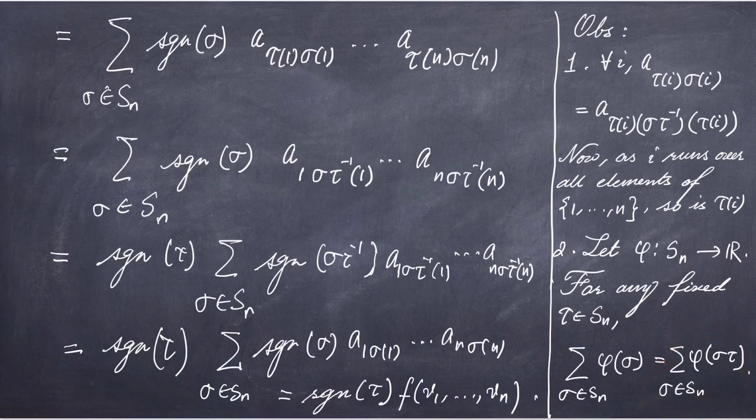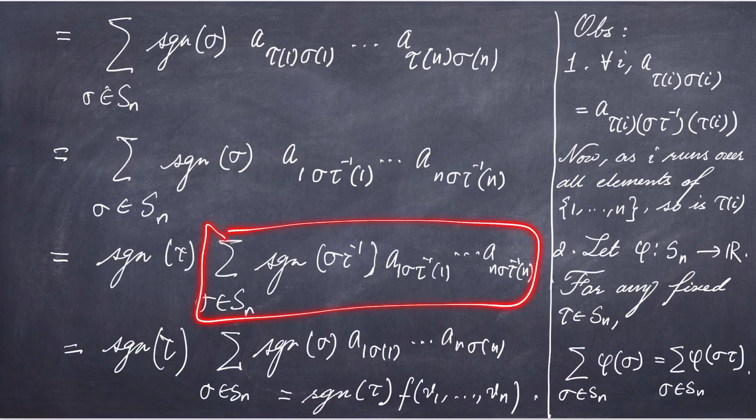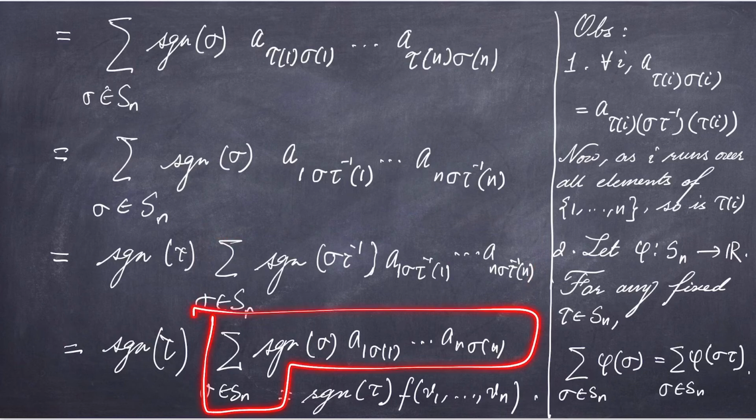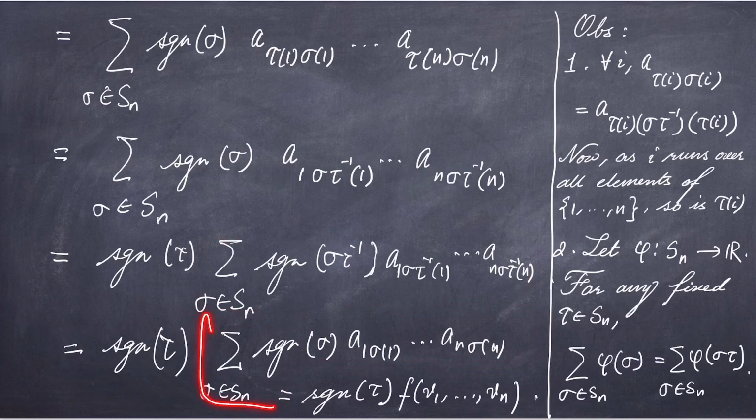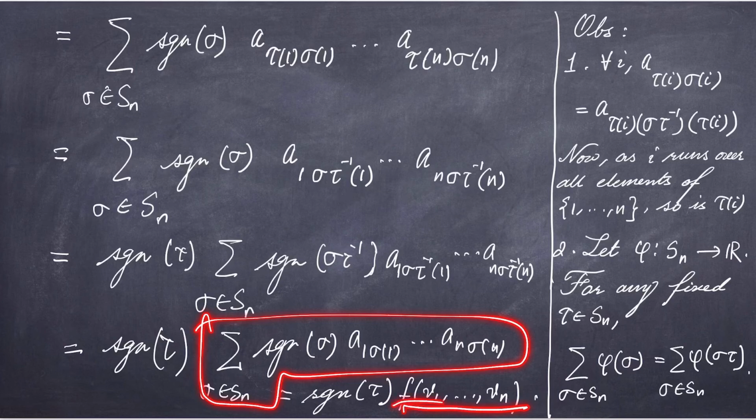For any fixed tau, if we fix a tau and then multiply each sigma by the tau, we are getting the same group elements, maybe arranged in a different way, but as we are taking a sum, it doesn't matter. So this is now quite clear to us, and in view of this, we see that this sum is nothing but this sum. And what is this sum? This is our value of f(v1, v2, ..., vn).